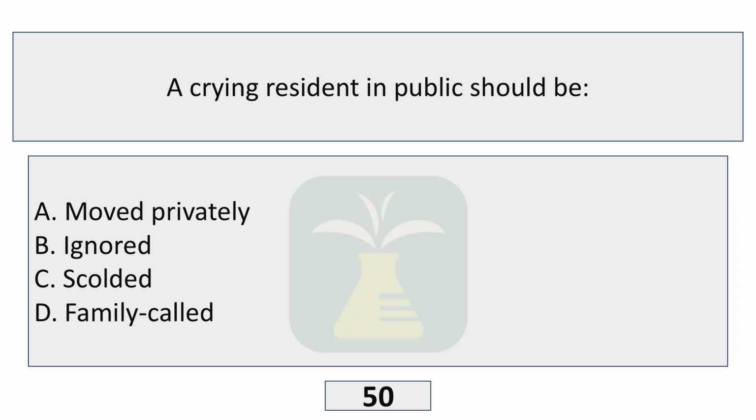A crying resident in public should be A. Moved privately. B. Ignored. C. Scolded. D. Family called. Correct answer, A. Moved privately. Ensure confidentiality and provide emotional support.